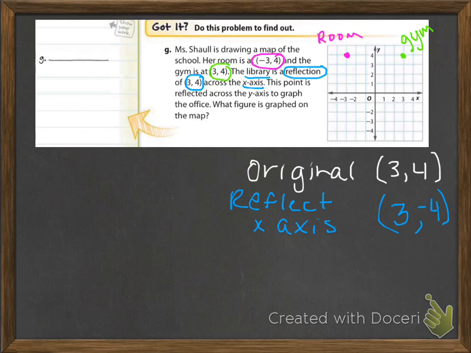So now I'm going to plot that point. Positive 3 means I go to the right 3. Negative 4 means I go down 4. So that's going to be right here. So check to make sure that your point was right there.